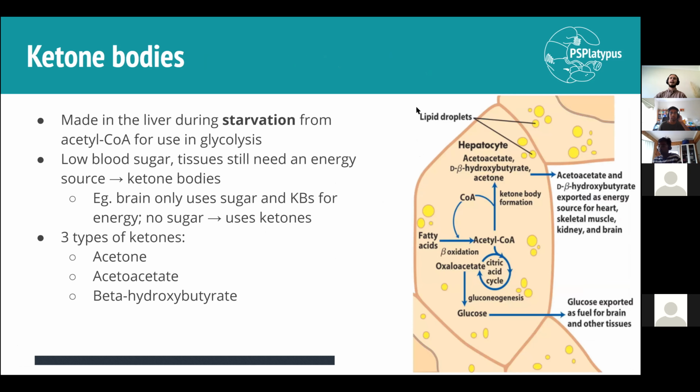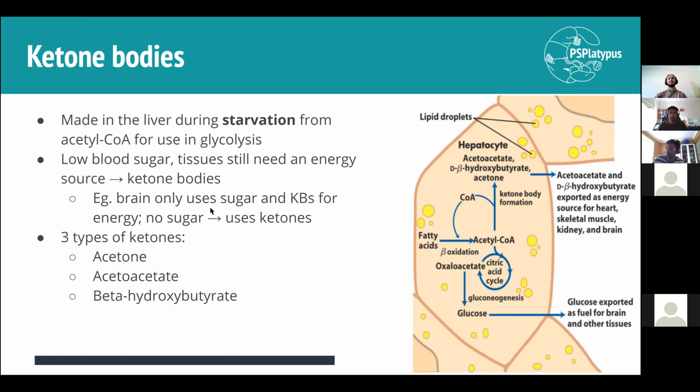And finally, it's time to talk about ketone bodies. So ketone bodies, you produce them during starvation, and they're made from acetyl-CoA. For instance, in a situation where you have low blood sugar, tissues will still need an energy source. And what you can do is get that acetyl-CoA from lipids and from proteins, and that acetyl-CoA can then be converted into ketone bodies.